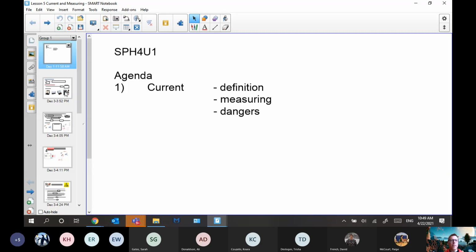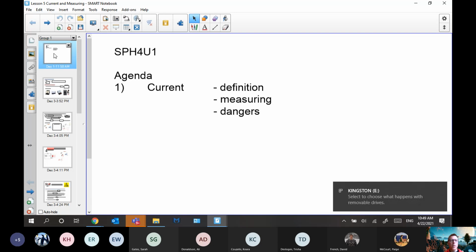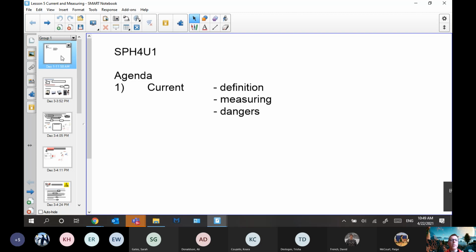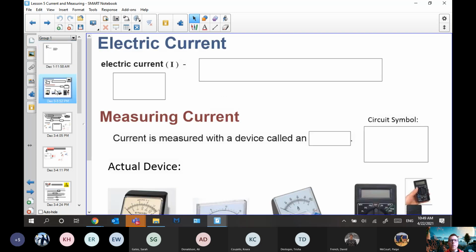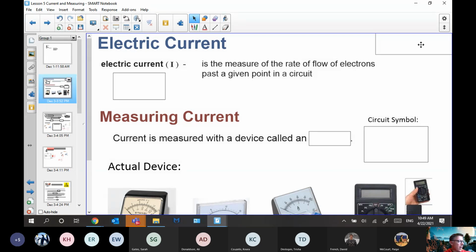All right, so this makes more sense to me. So current: definition, measuring, dangers, and so on. It's the title page that I normally start with, right? So if we're looking at electric current, just to remind you, I don't think you have a handout for this one really. Your next handout is going to have electric current with an I and so on. It's going to be the one with the equations.